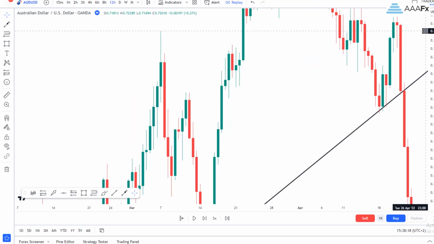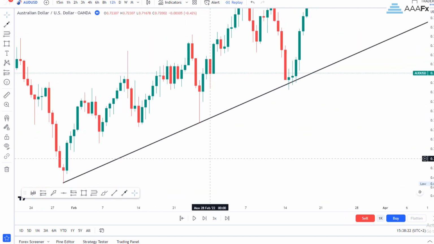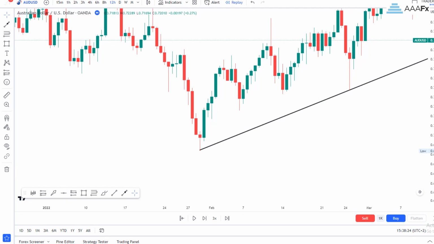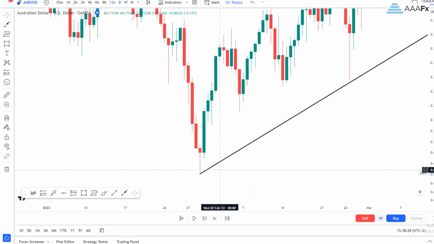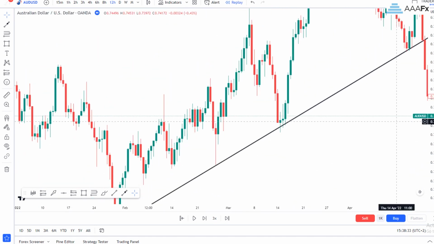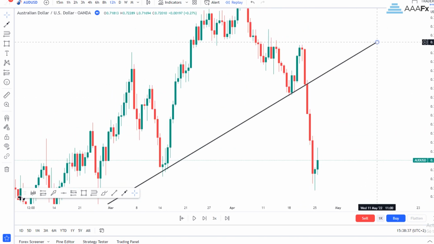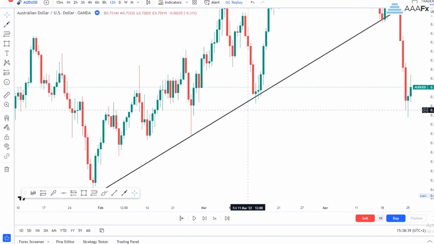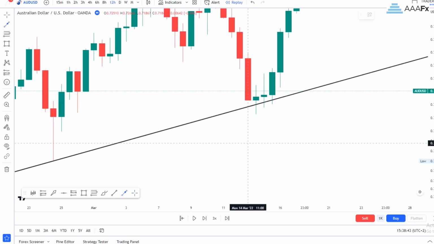So let us look at our trend line here. First we can see that we've gotten our first touch there, which is cool. And now, on this touch, you can clearly see that the trend line was forced.